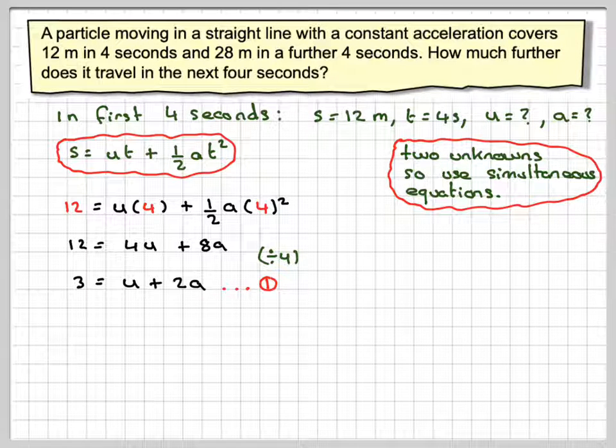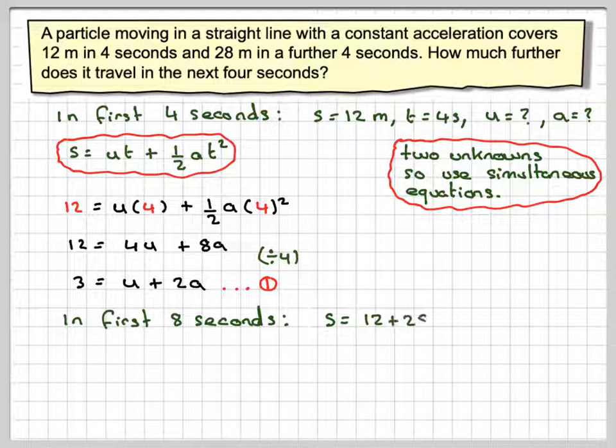Now in the next 4 seconds it travels 28. So overall in the first 8 seconds it will travel 12 plus 28 meters. So in the first 8 seconds, s is 12 plus 28, which is 40 meters. t is 8 seconds. Again, we don't know u and a, but they are the same values from up here.